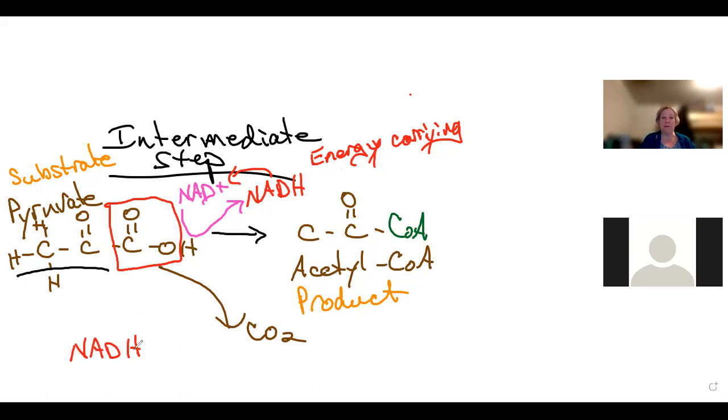That's energy that we can use to make ATP. Per pyruvate, we make one. But when we're counting this up, we always say per glucose, and we get two pyruvate per glucose, so we get two NADH. So let's slap some twos on here. We get two pyruvates from glycolysis, and so I'm going to generate two CO2s and two acetyl-CoAs per glucose.